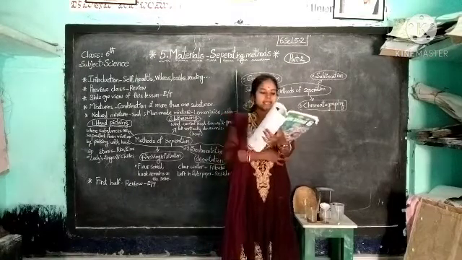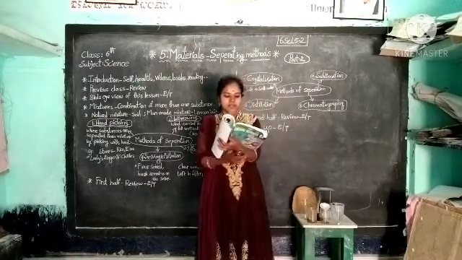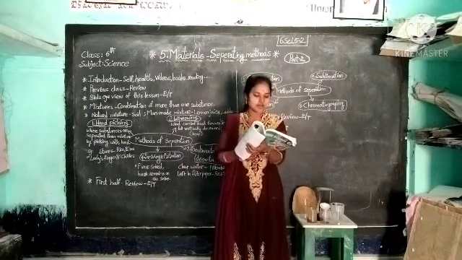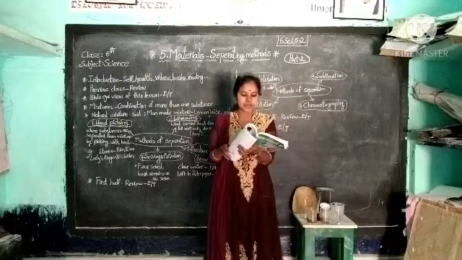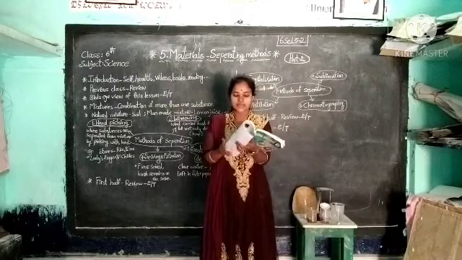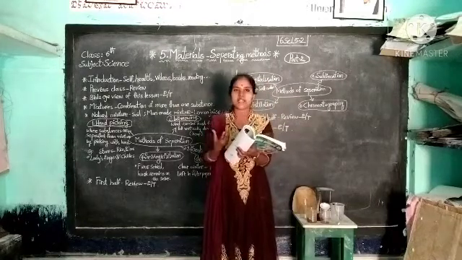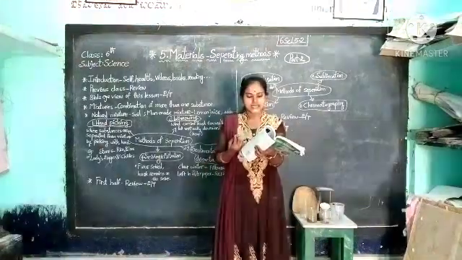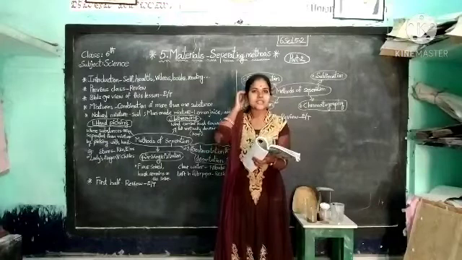What do you learn, children? Salt can be separated from the salt water by heating. Heating is nothing but crystallization. Some dissolved substances can be separated from the liquids by heating. On heating, water evaporates and dissolved substances will form the crystals. This method of separation is called crystallization.